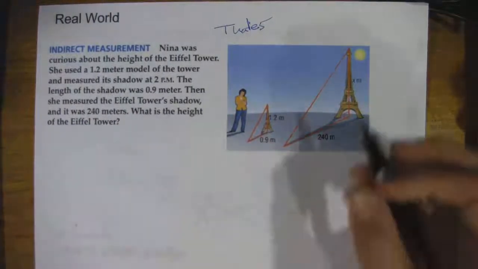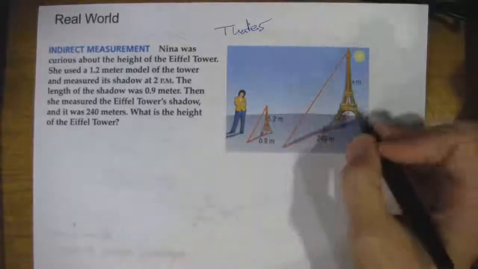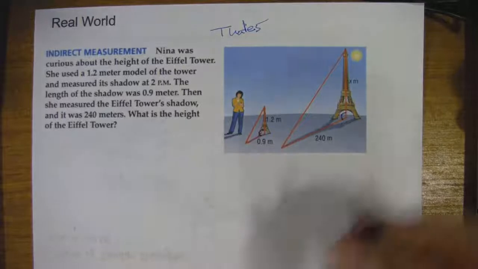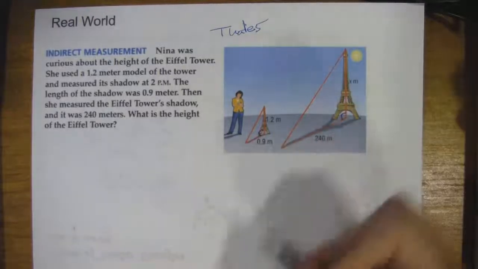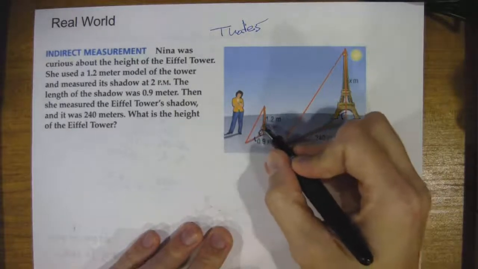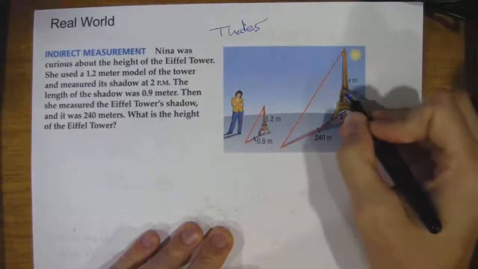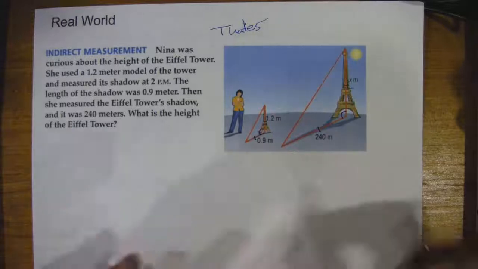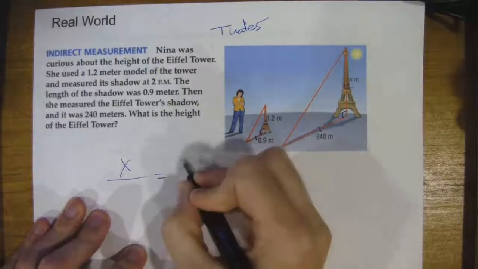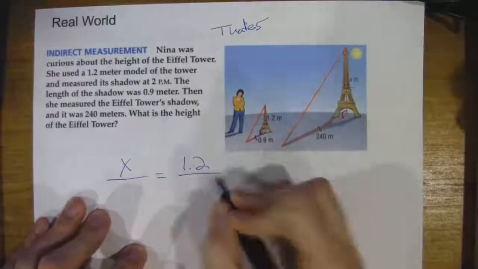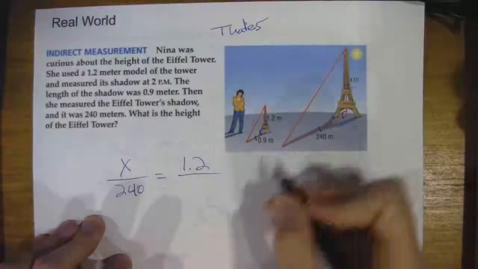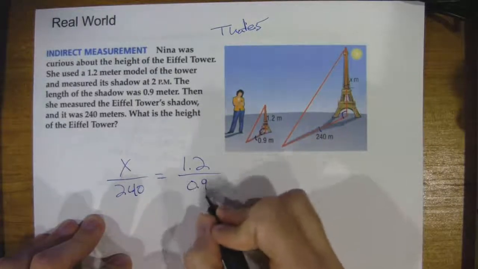Well, notice, we're going to assume here that the Eiffel Tower and the model sit at right angles to the ground. All right, so we've got that. And we're going to assume that the sun creates those similar triangles. So that way we've got a side angle side situation. So let's start comparing those like items. So x for the larger triangle could be across from this 1.2 meter model. And then our 240 across from the 9/10 meters.